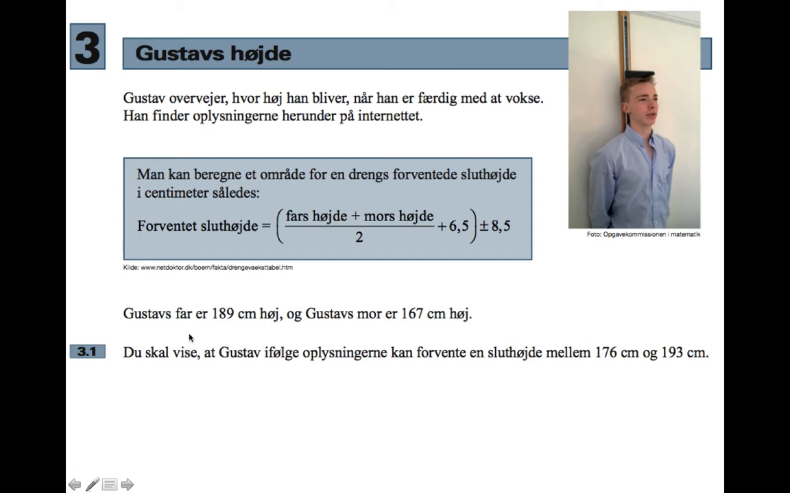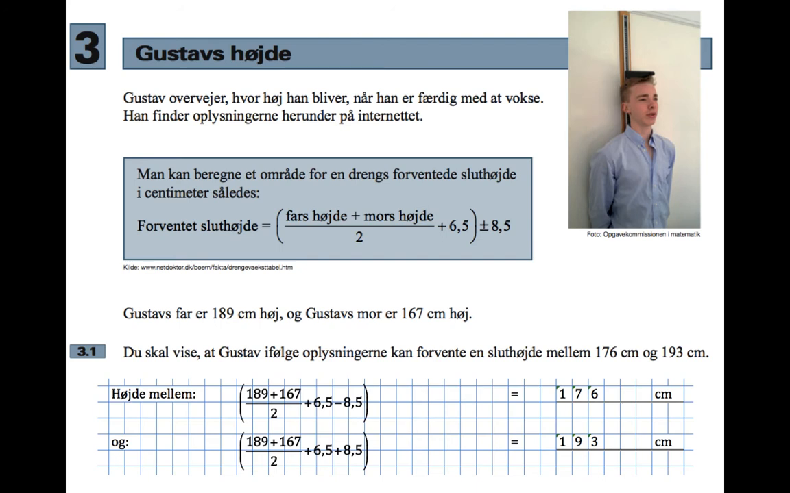It says Gustav's father is 189 centimeters tall and his mother is 167 centimeters tall. Then you have to show that Gustav, according to the information, can expect a final height between 176 and 193. So it's basically putting the information you're given into the formula and getting two answers.